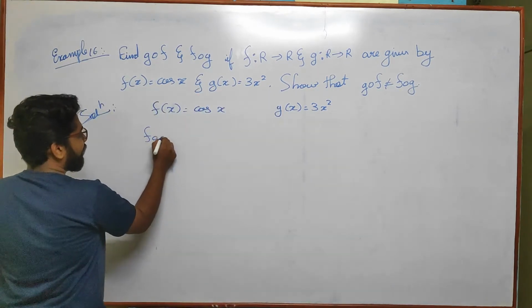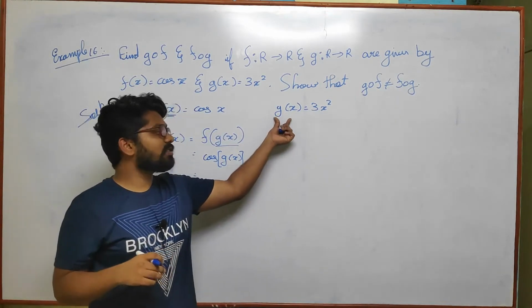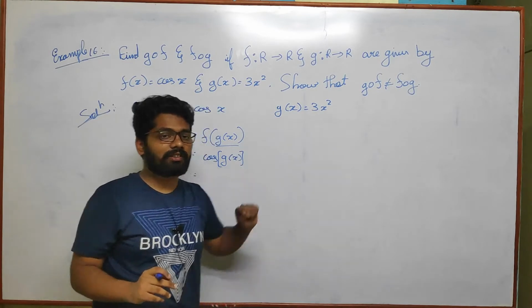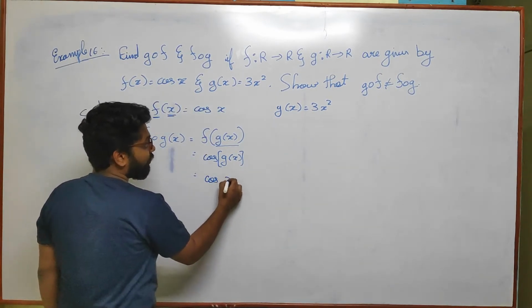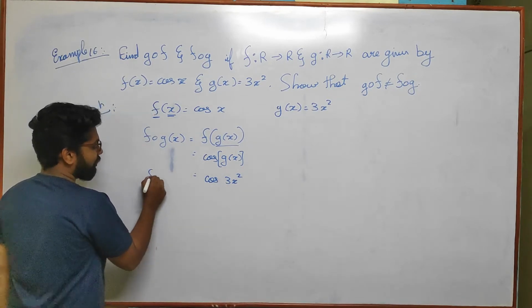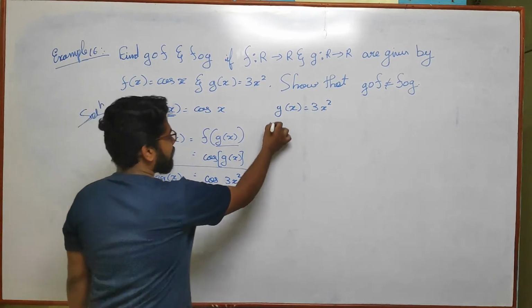Now first we'll find fog of x. What is g of x? g of x is equal to 3x square. Now just substitute in that. So what you are going to get is cos of 3x square, which is nothing but fog of x. Okay, so the first job is done. Let us see the second one.